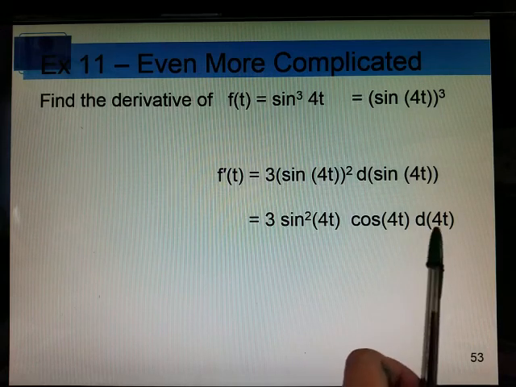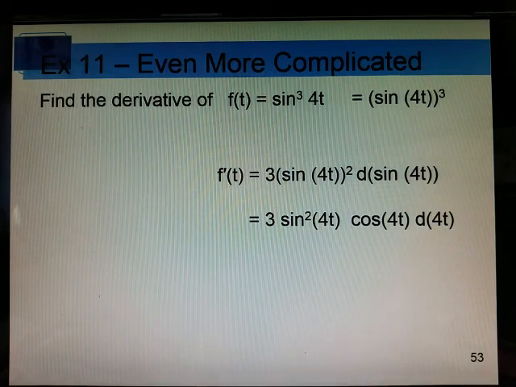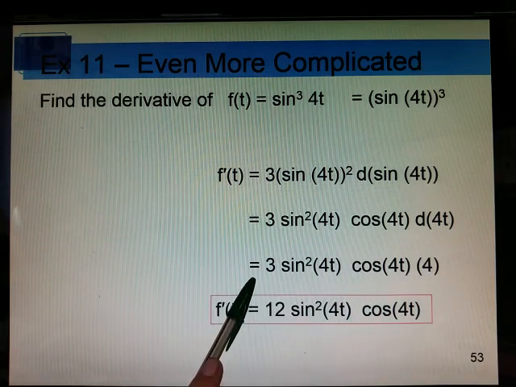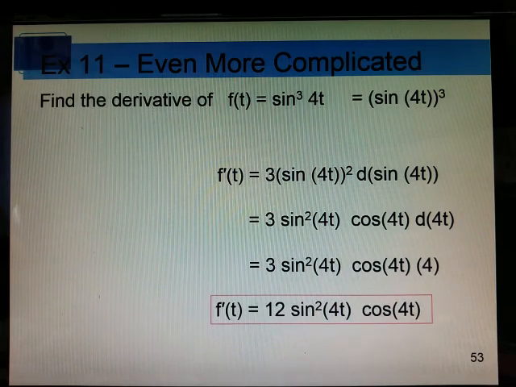See, I have to keep working this until I get the derivative of a plain polynomial function. The derivative of 4t is 4. Now my final answer will be 12 sine squared 4t cosine 4t.